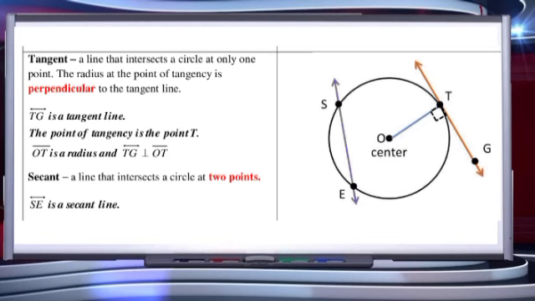Next is the secant, a line that intersects the circle at two different points. Here, as you can see, ES, E and S are the two different points where this line is intersecting the circle. So this ES is known as a secant line. Again I am repeating, a tangent is that line which touches the circle at only one point, and a secant is that line which intersects the circle, or passes through the circle, at two different points.